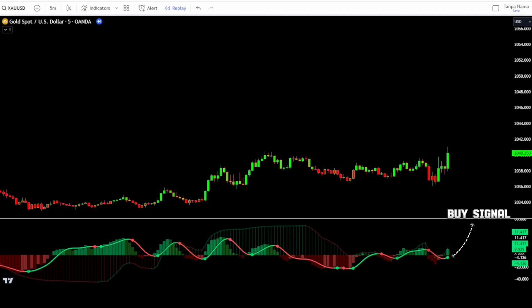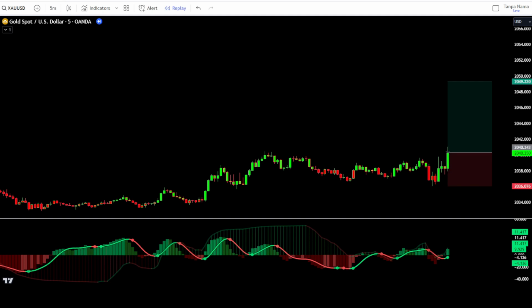However, ensure that the green dot is positioned at the lower level or below the neutral line. 5. If all conditions are met, execute a buy entry after the bullish candlestick is closed. 6. Place the stop loss at the most recent swing low. 7. Utilize a take profit target with a risk-reward ratio of 1 to 2.